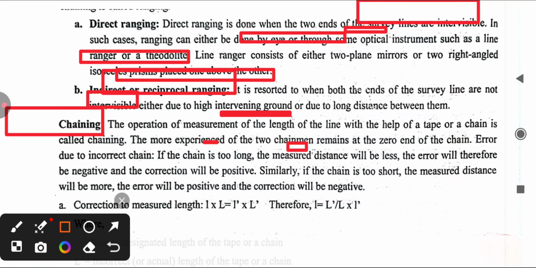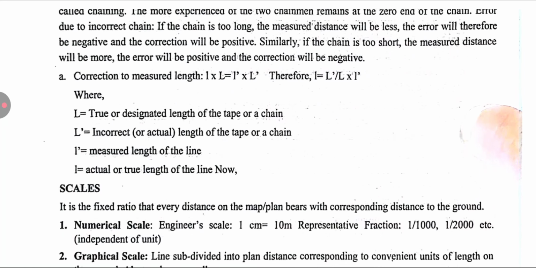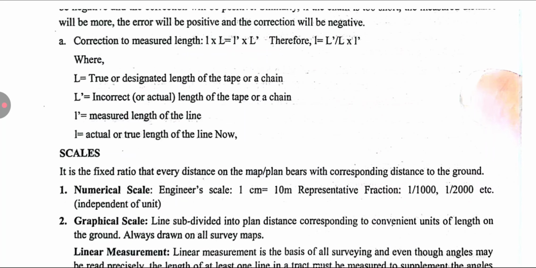Error due to incorrect chain. If the chain is too long, the measured distance will be less. The error will therefore be negative and the correction will be positive. Similarly, if the chain is too short, the measured distance will be more. The error will be positive and the correction will be negative. And correction to measured length.